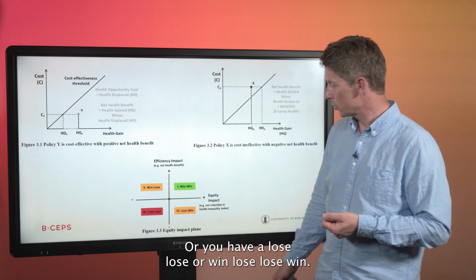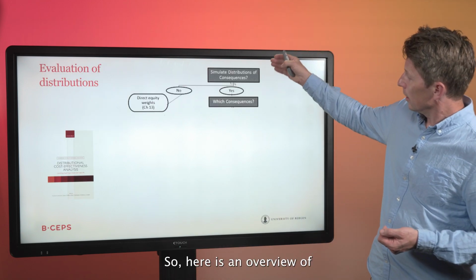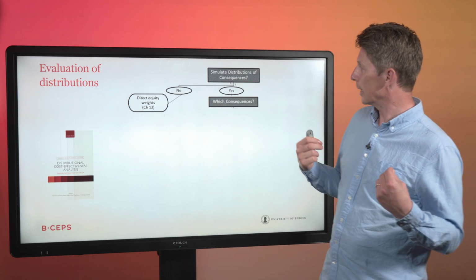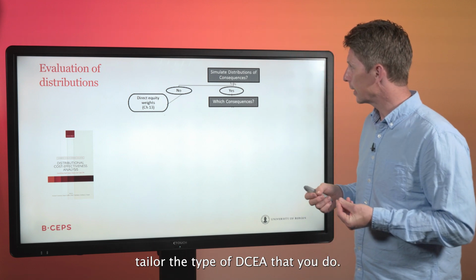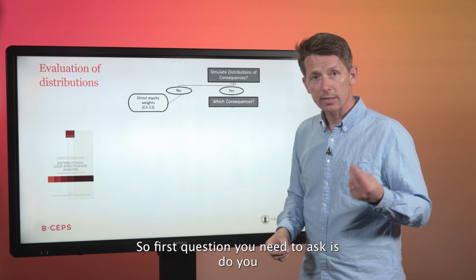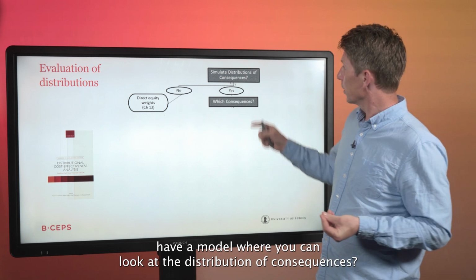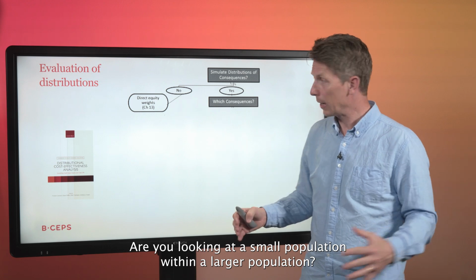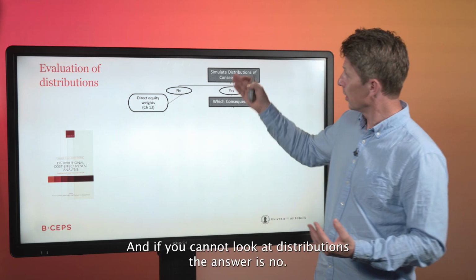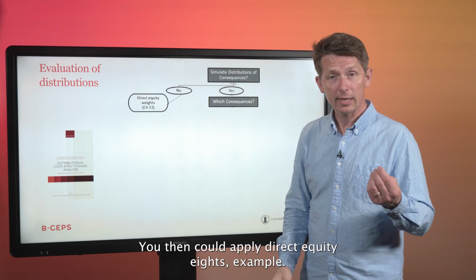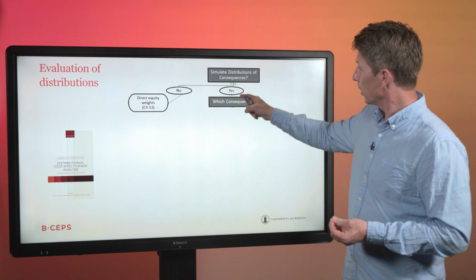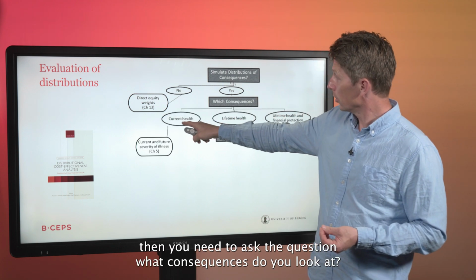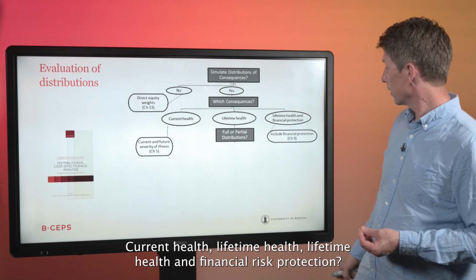or you have lose-lose, or win-lose, lose-win. So here is an overview of the questions you need to ask when you want to tailor the type of DCEA that you do. So the first question you need to ask is, do you have a model where you can look at the distribution of consequences? Are you looking at a small population within a larger population? And if you cannot look at distributions, the answer is no. You then could apply direct equity weights, for example. But if you're able to say something on distributions, then you need to ask the question, what consequences? Do you look at current health, lifetime health, and financial risk protection?